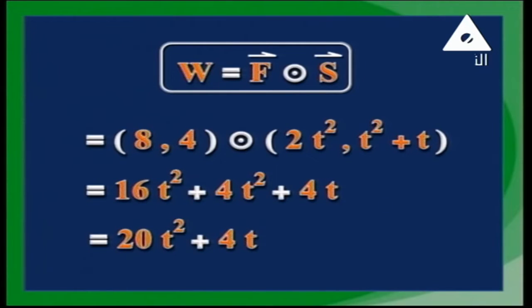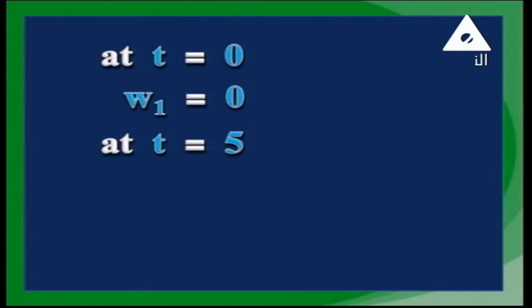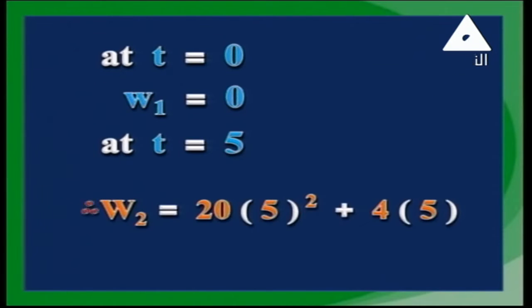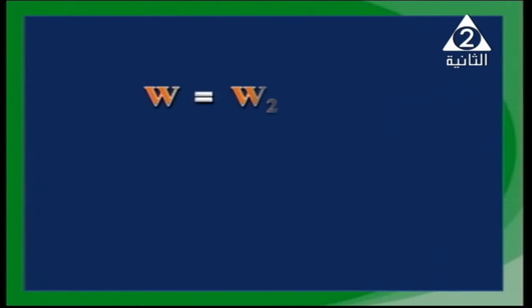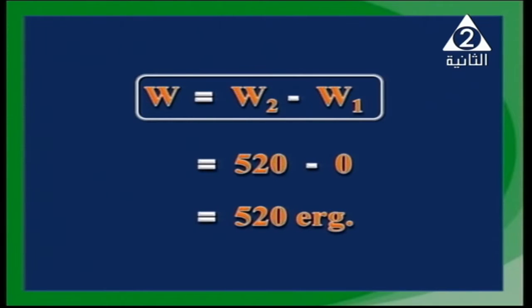This is the work done in t seconds. At t equals 0, by substitution, the work equals 0. At t equals 5, by substitution, the work is 20 times 5² plus 4 times 5, and the answer is 520. Therefore, the work done is W2 minus W1, which is 520 minus 0 equals 520 ergs.